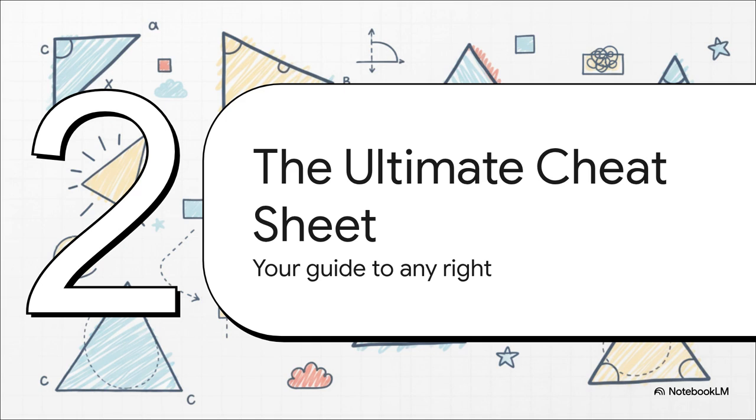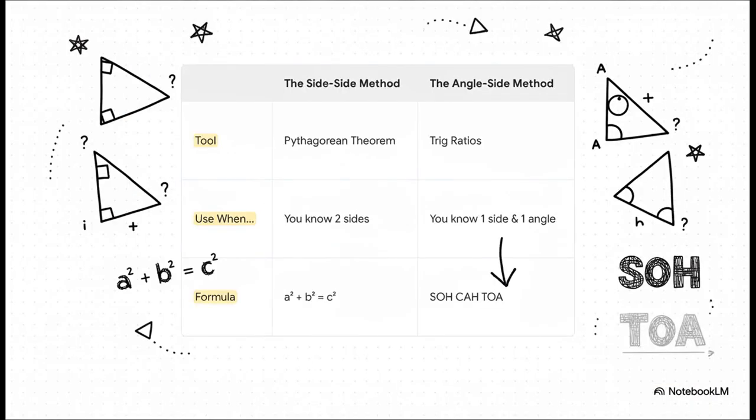Let's put the whole thing onto one single ultimate cheat sheet. And here it is, the whole shebang. This is the simple choice you make every single time you see one of these problems. Do you know two sides? Bam, Pythagorean theorem. Do you have one side and one angle? Easy, SOH-CAH-TOA. This right here is everything you need to remember.